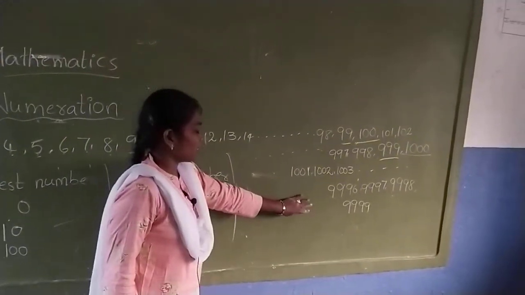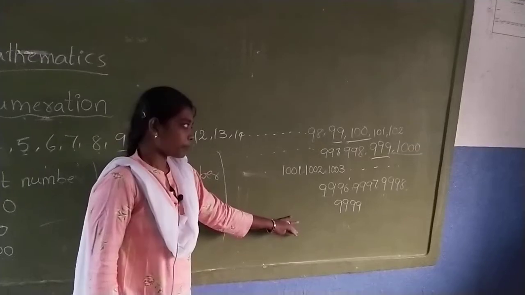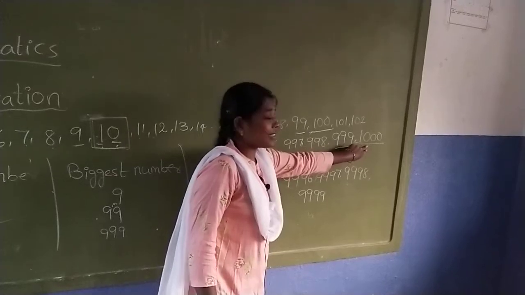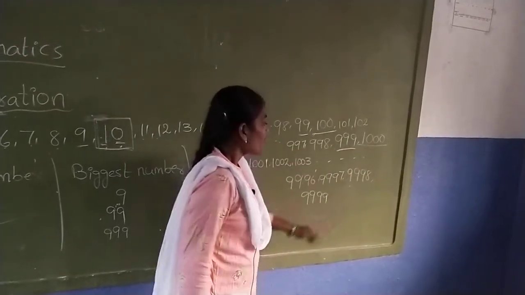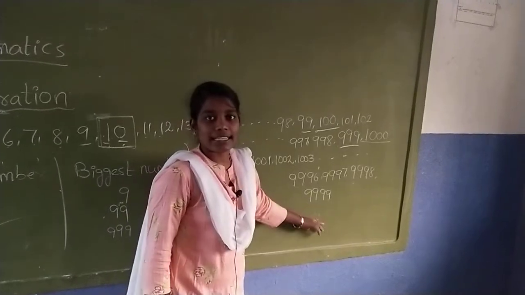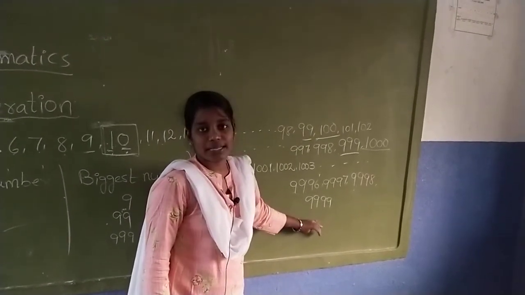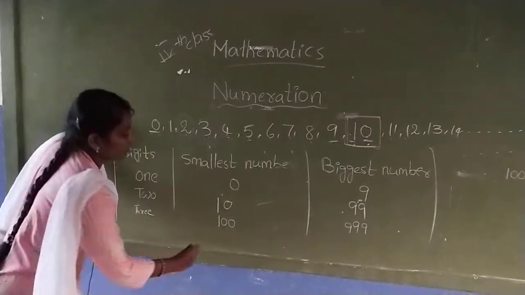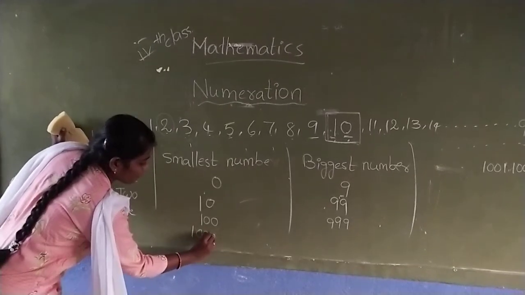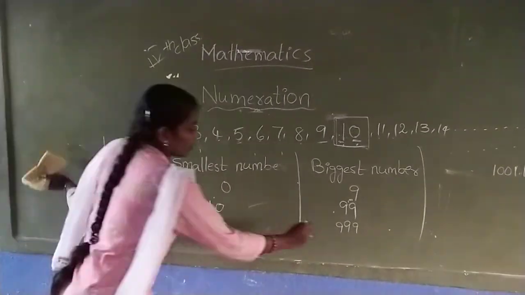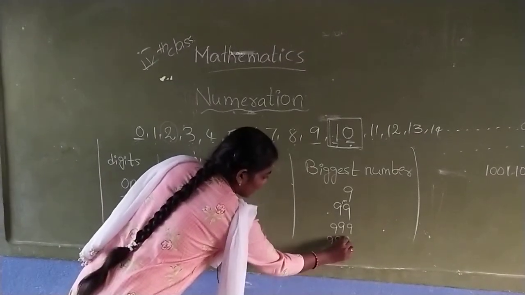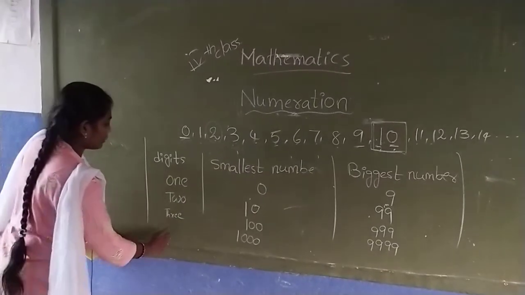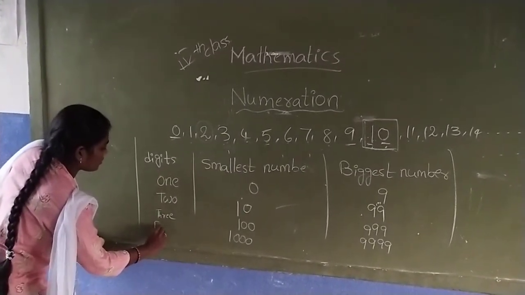In these four-digit numbers, which one is the smallest one? 1000 is the smallest four-digit number and 9999 is the greatest, or biggest, four-digit number. 1000 is the smallest four-digit number, 9999 is the biggest four-digit number. These numbers have four digits.